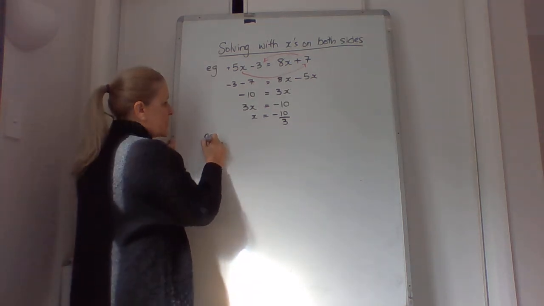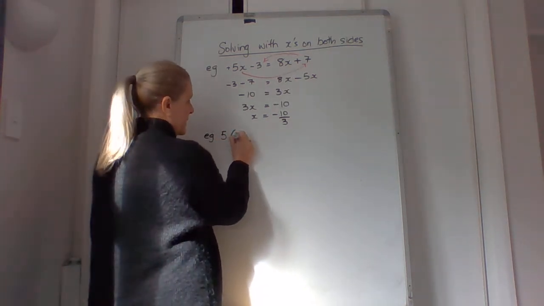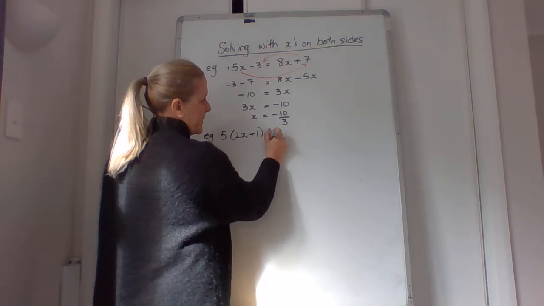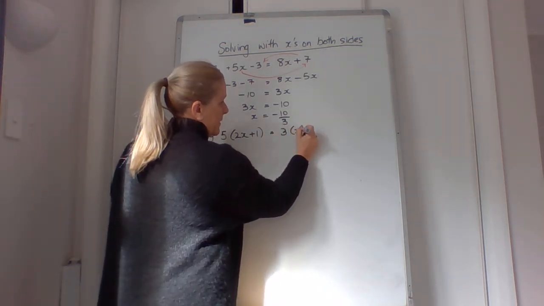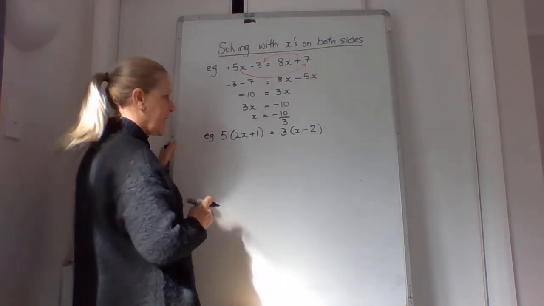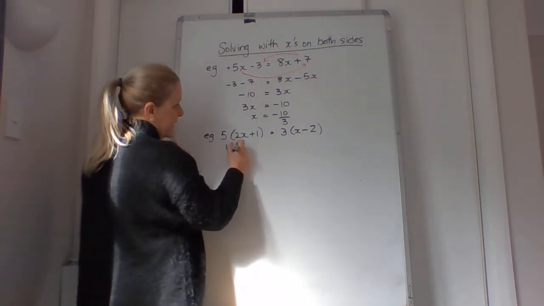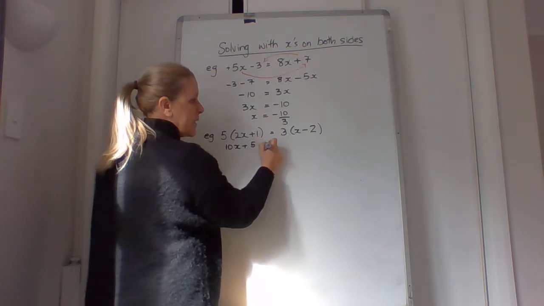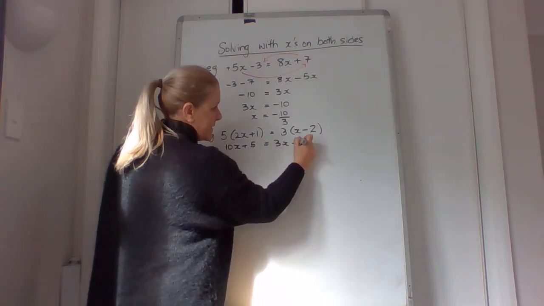We get ones also that have brackets in them. Right, so we need to multiply out the brackets first. So we've got 10x plus 5 equals 3x minus 6.